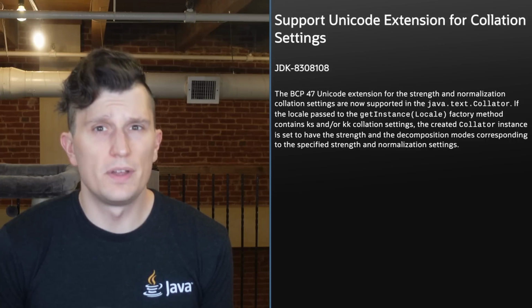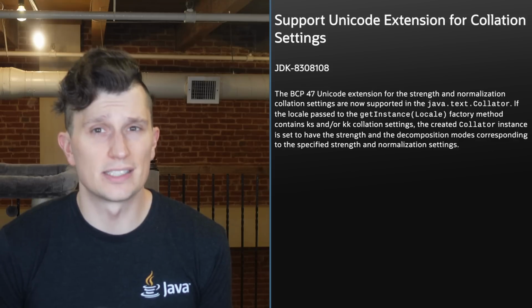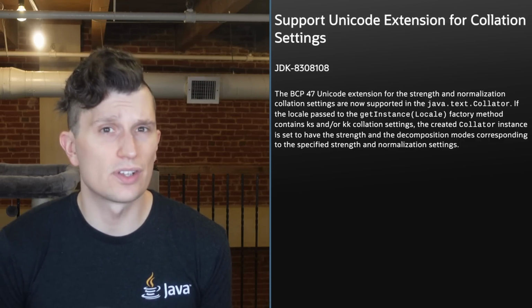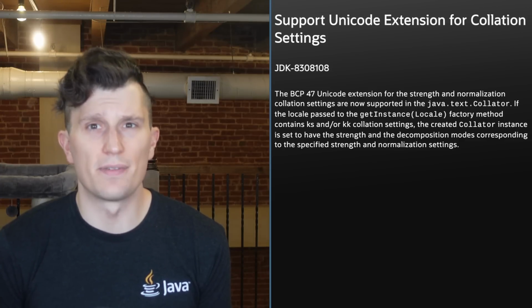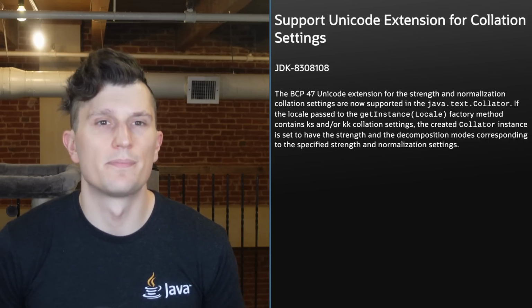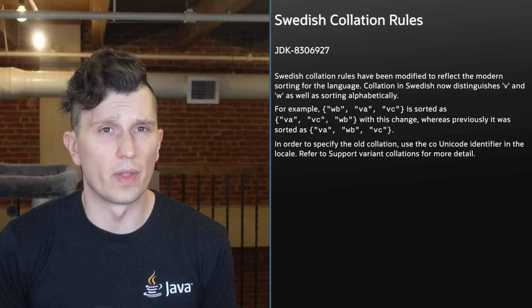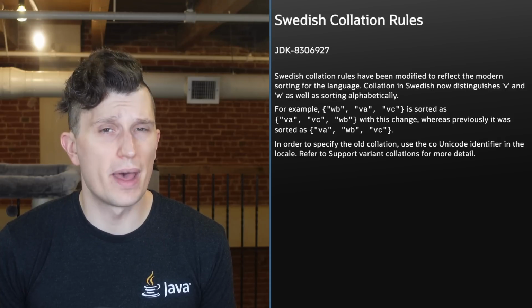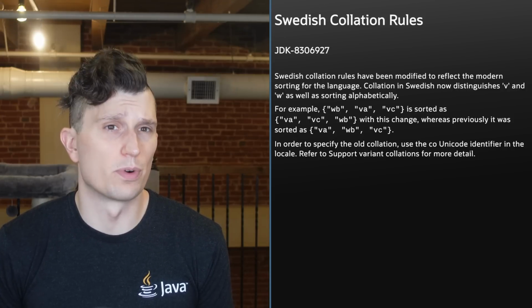The BCP 47 Unicode extension for the strength and normalization collation settings are now supported in the java.text Collator. If the locale passed to the getInstance factory method contains ks or kk collation settings, the created Collator instance is set to have the strength and decomposition modes corresponding to the specified strength and normalization settings. Swedish collation rules have been modified to reflect the modern sorting for the language. Collation in Swedish now distinguishes V and W as well as sorting alphabetically. The change can be seen in this example. Refer to supported variant collations for more details.